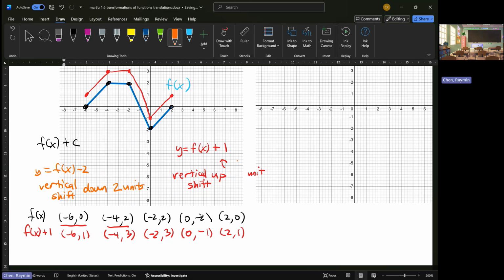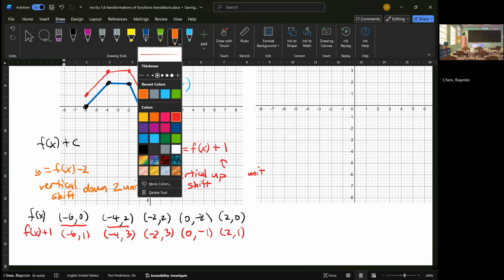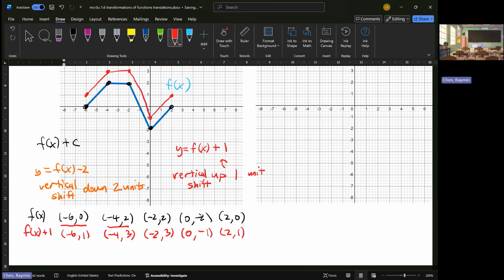And I apologize, I misspelled the first one. Maybe we should correct that. Make sure it's red. 1 unit. Back to the orange. Down 2 units. So just to help everyone out, just make sure everyone's following along. Again, I'm looking at this (-6, 0). So the new point's going to be (-6, -2). The next points are going to be (-4, 0), (-2, 0), (0, -4), and (2, -2).